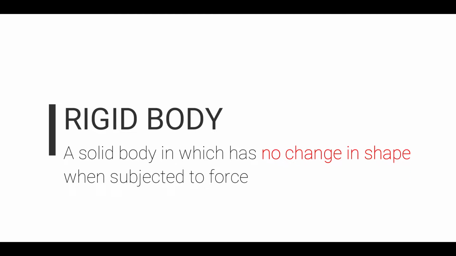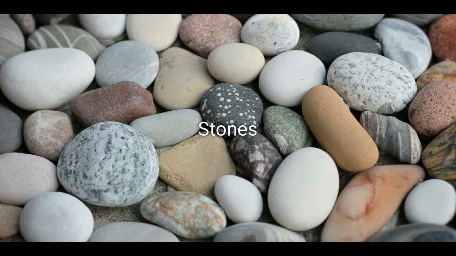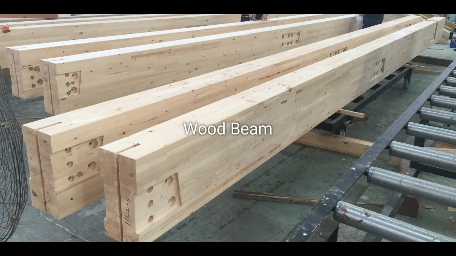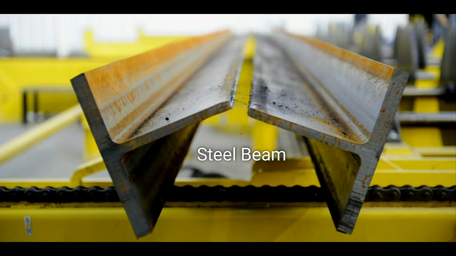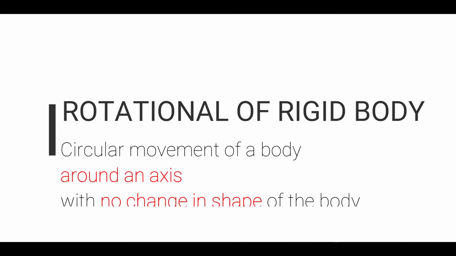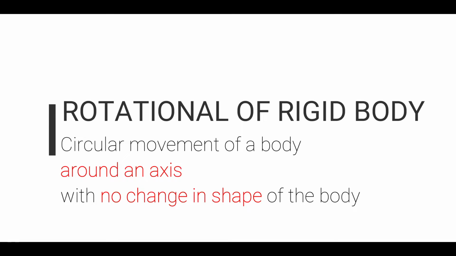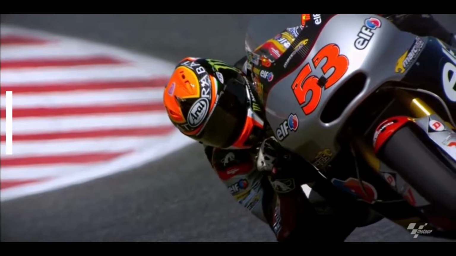A rigid body is a solid body that has no change in shape or dimension when a force is exerted on it. There are a few examples of rigid bodies, such as stones, wood beams, and steel beams. So now we can define the rotation of a rigid body as the circular movement of a body around an axis with no change in the shape of the body.